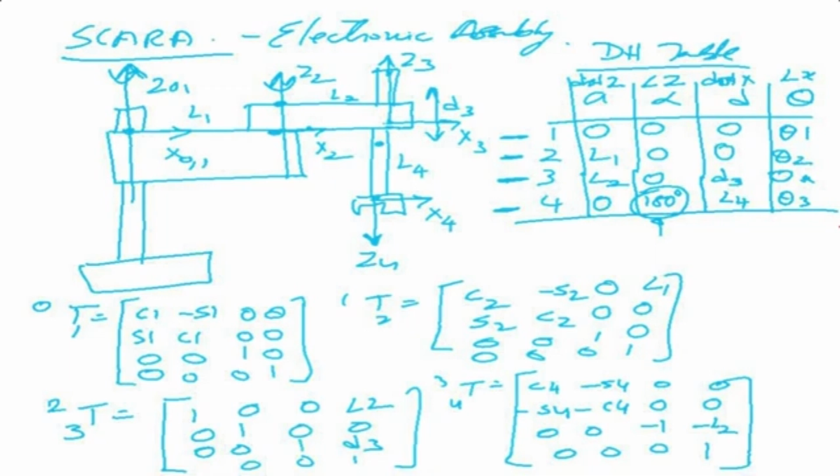Now let's look at the third one. The third row has an L2, and it has a d3 also, and d3 is the variable. So what will T2 to 3 be equal to? We take this third row and put it in the generalized matrix. Now what you see here is that there is no theta, and the variable is d3. So what we'll get is 1, 0, 0, L2; 0, 1, 0, 0; 0, 0, 1, d3; and 0, 0, 0, 1.